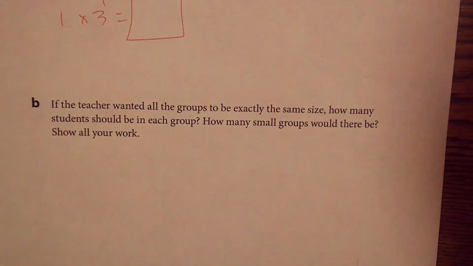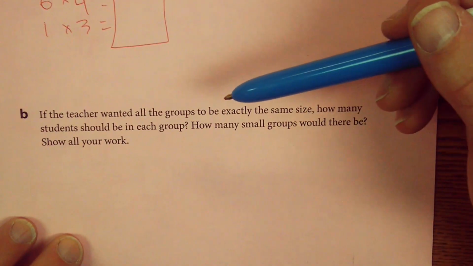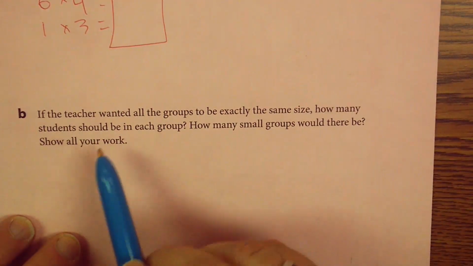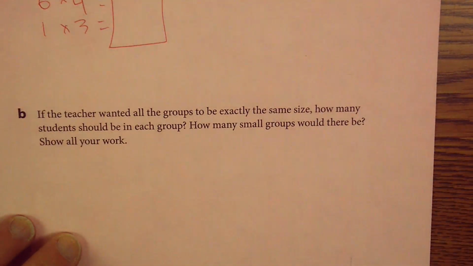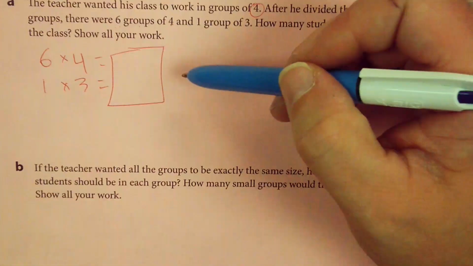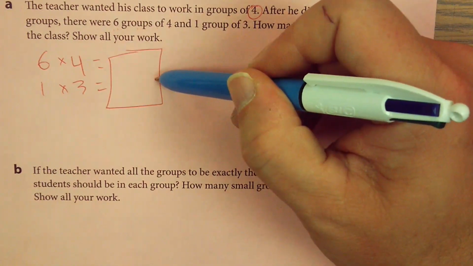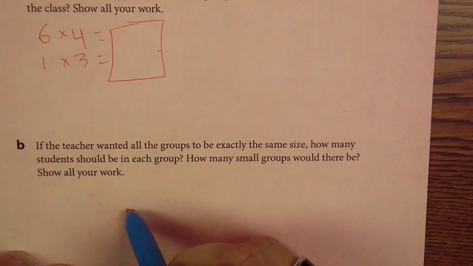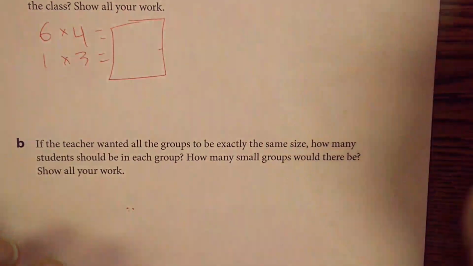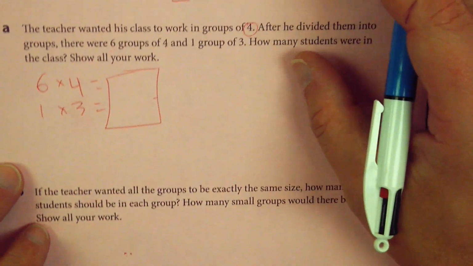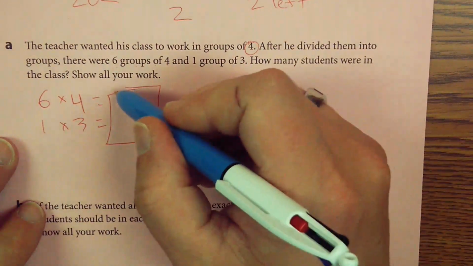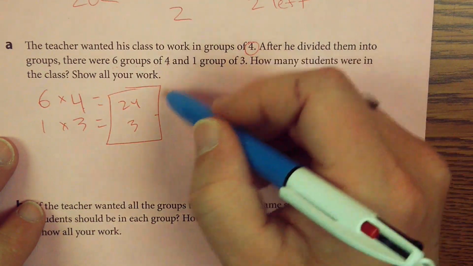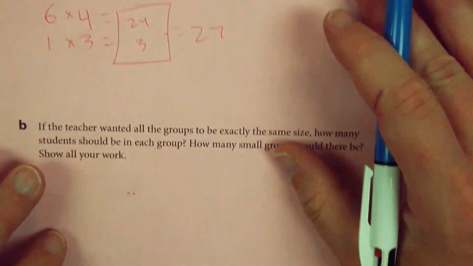On the last question, you have, if the teacher wanted all the groups to be exactly the same size, how many students should be in each group? Okay? So you're going to have to know the answer from this problem in order to know how to divide the students equally. Okay? Now, I feel like I have to at least come up with some number. I have 24. I have 3. I have a total of 27. Oh gosh, I hate giving answers.